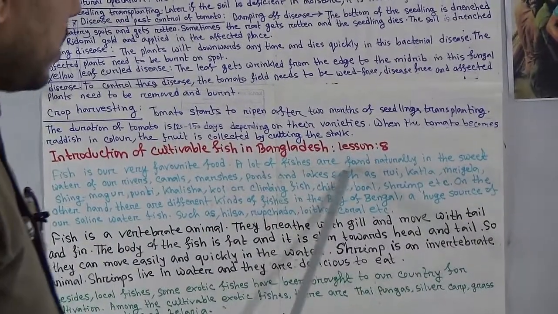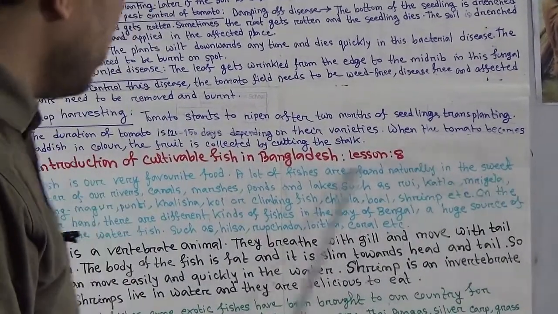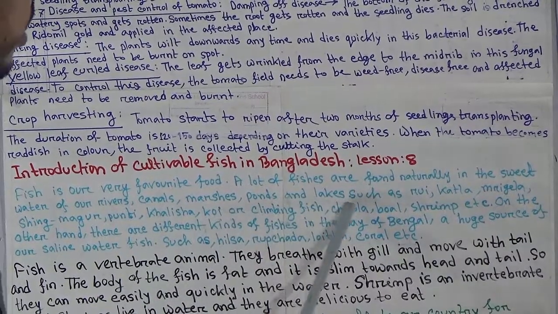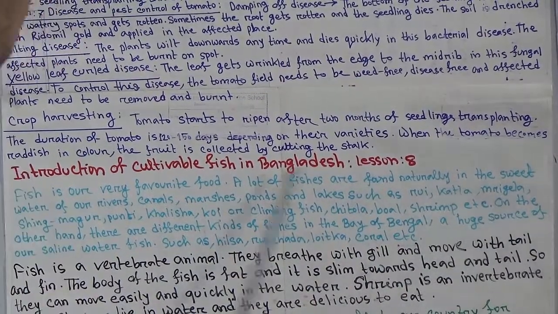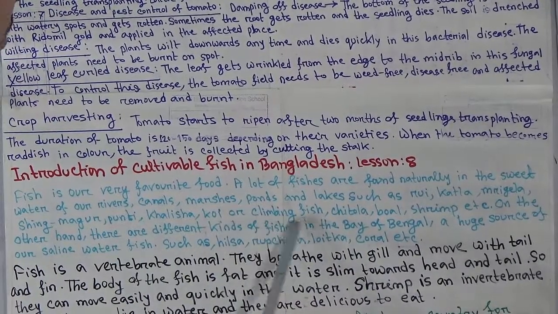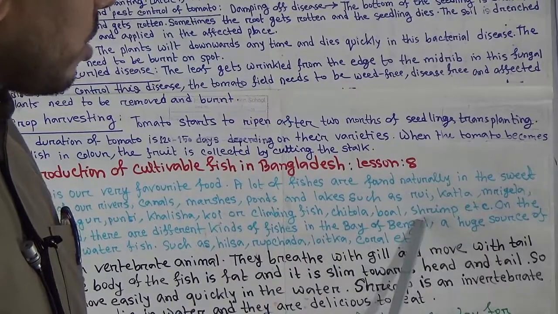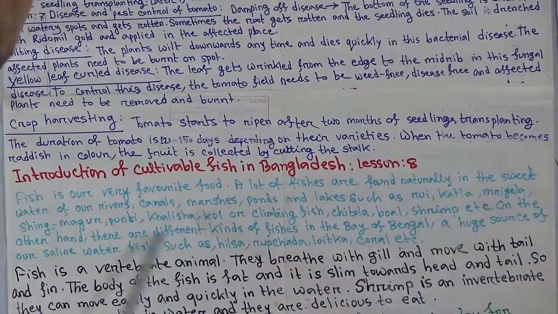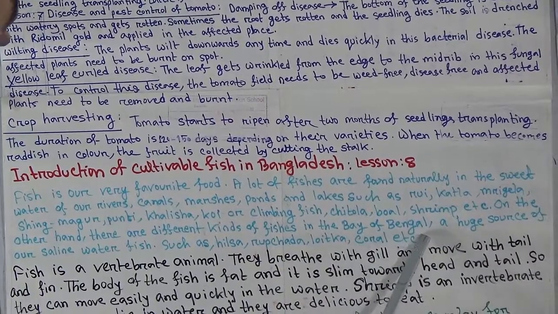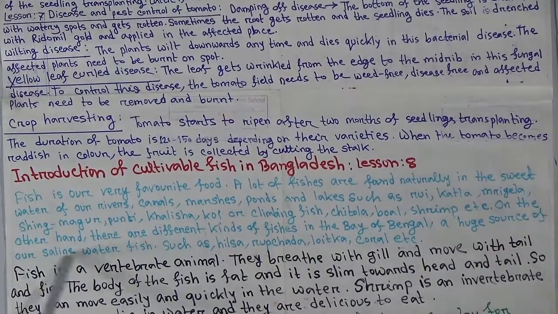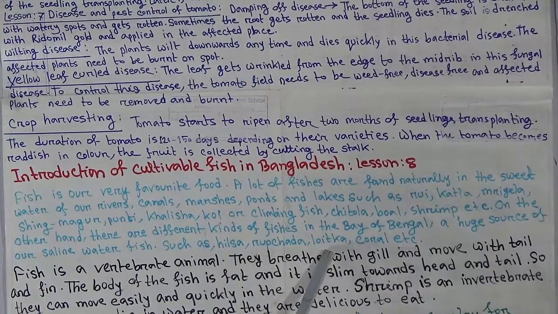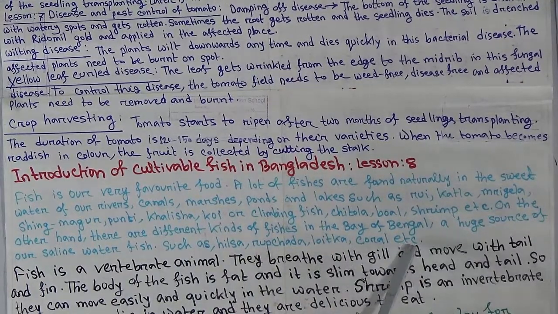A lot of fishes are found naturally in the sweet water of our rivers, canals, marshes, ponds, lakes, such as rui, katla, mrigel, sing, magur, puti, khalisha, koi or climbing fish, chitola, boal, shrimp, etc. On the other hand, there are different kinds of fishes in the Bay of Bengal, a huge source of our saline water fish such as hilsa, rupchada, lotka, coral, etc.